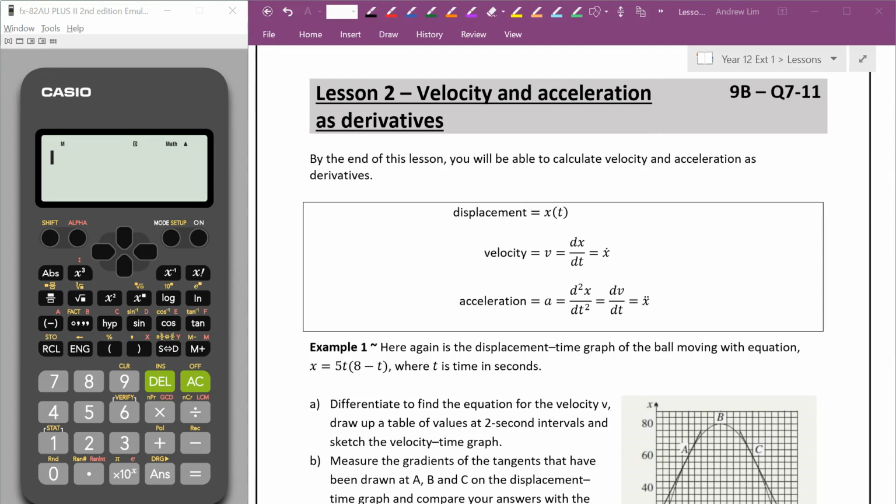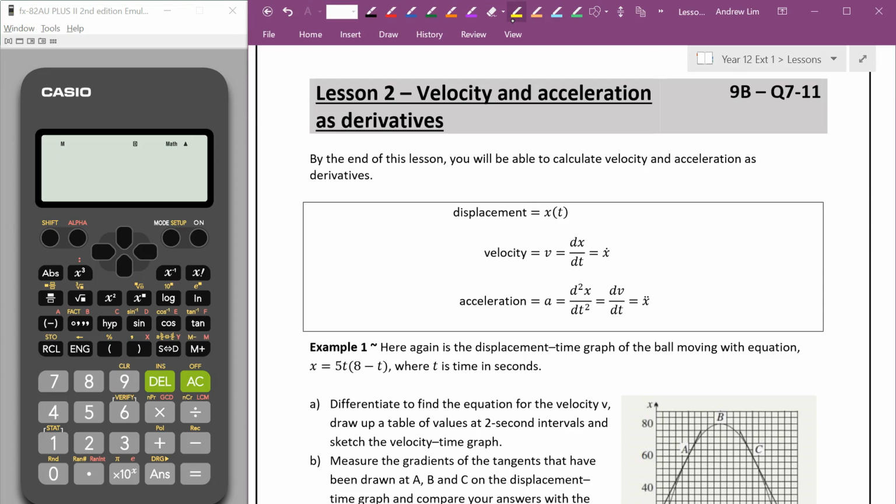In this video, we're going to be looking at the second lesson of the Year 12 advanced topic, motion and rates. So lesson 2 is velocity and acceleration as derivatives. By the end of this lesson, you'll be able to calculate velocity and acceleration as derivatives. Please be aware of all the different notation that we use.